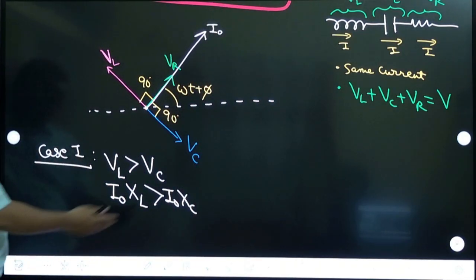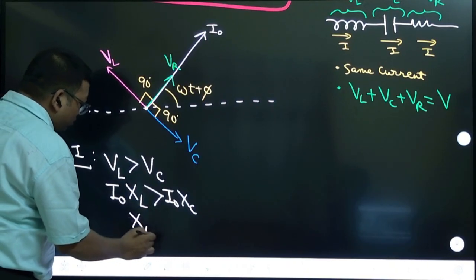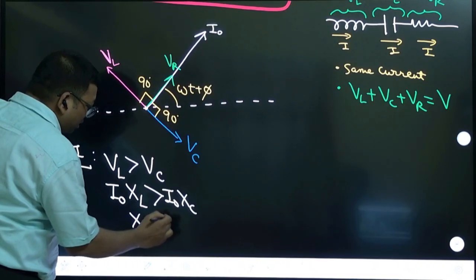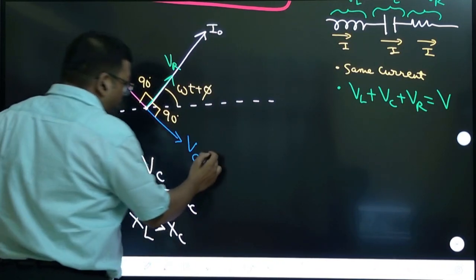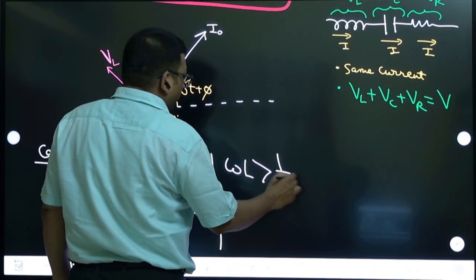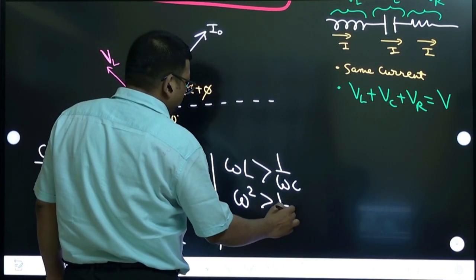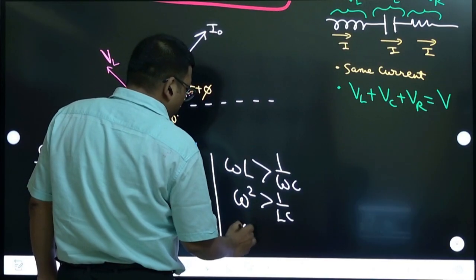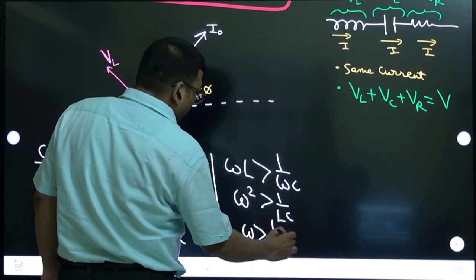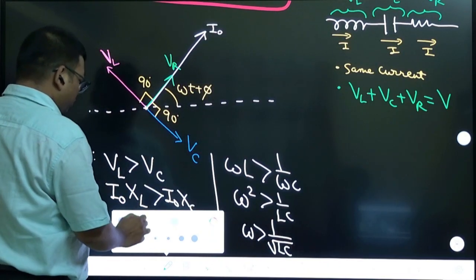So let us do that. Okay. So that means I naught gets cancelled. XL is going to be larger than XC. And what is XL? XL is omega L, greater than 1 by omega C. Then omega square becomes 1 by LC. So omega becomes greater than 1 by root LC. Okay, this is the condition.